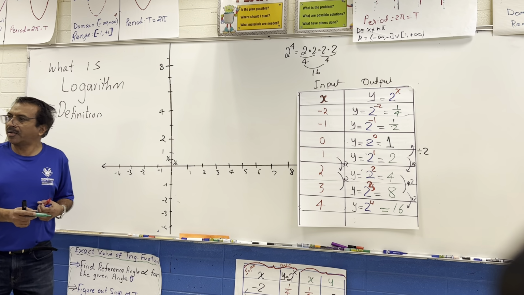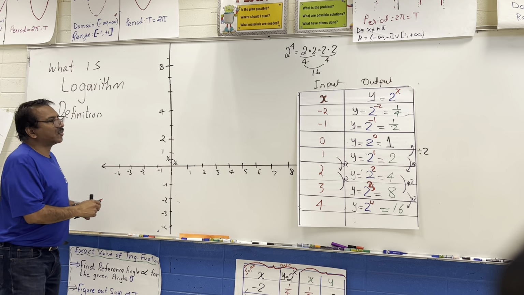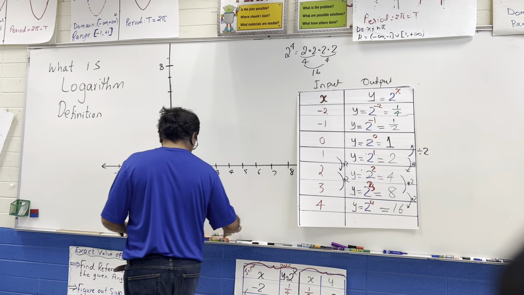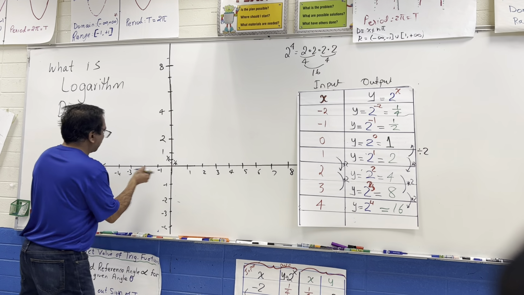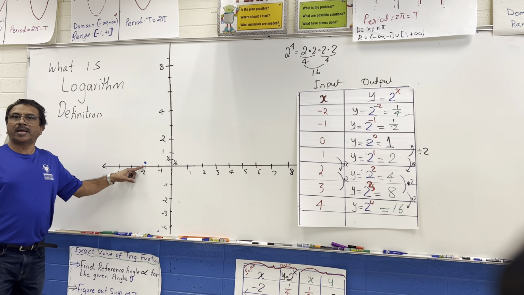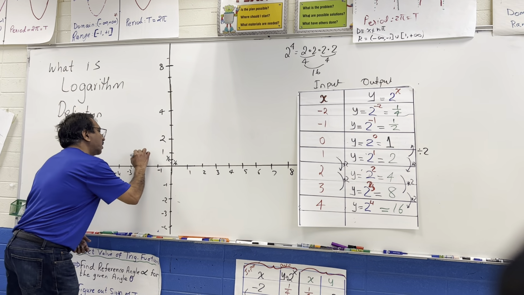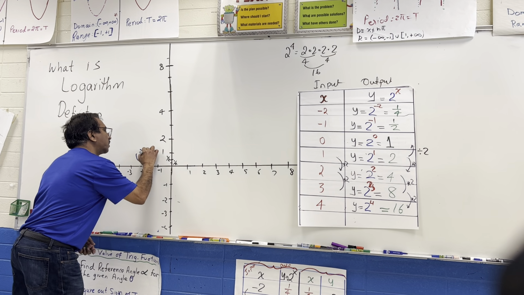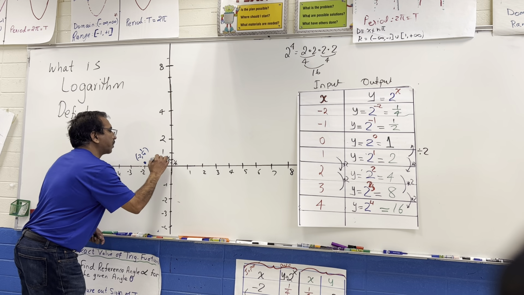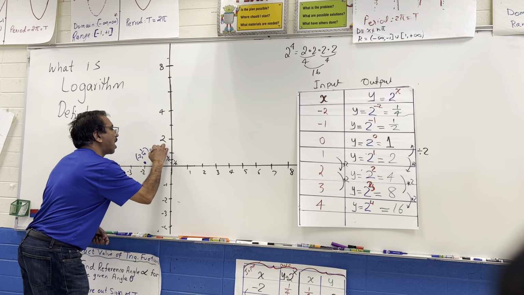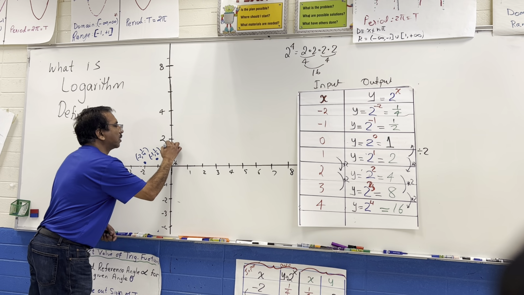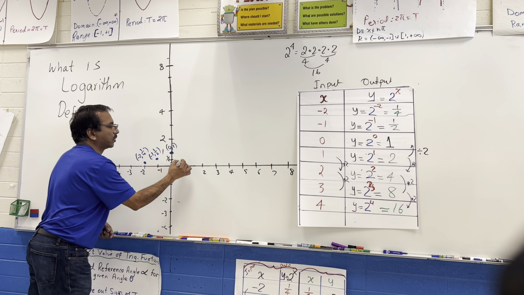Let's graph this quickly on your grid. I'm going to start with the first one: minus 2 is 1/4. So minus 2 right here, 1/4 is here. Look at this. Is that okay? So this is minus 2, 1/4. This part is minus 1, 1/2. Then it is 0, 1.